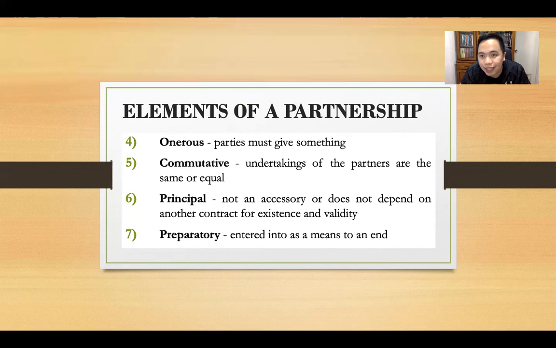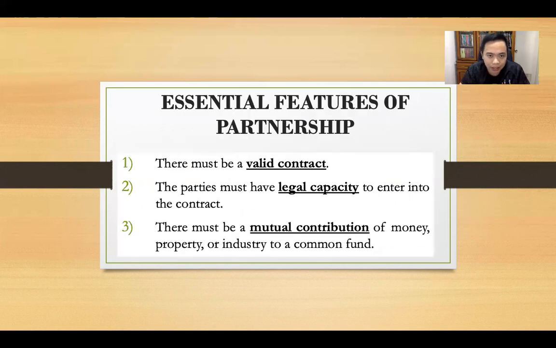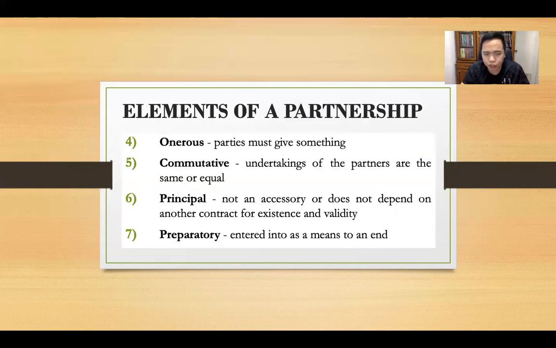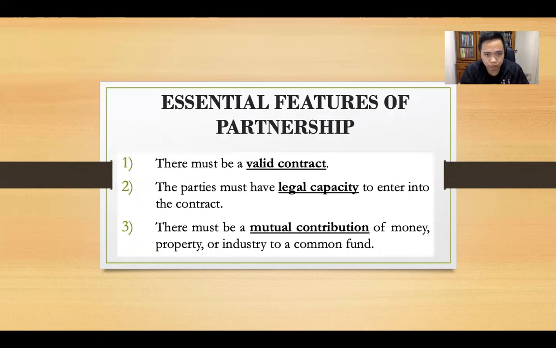It is also commutative in the sense that the undertaking of the partners are equal in nature. It is also a principal contract, as opposed to an accessory contract, because a contract of partnership does not depend on another contract for its existence or validity. Now, a contract of partnership is also a preparatory contract because it is a means to an end. These are self-explanatory. Excuse me. I will leave them to you.